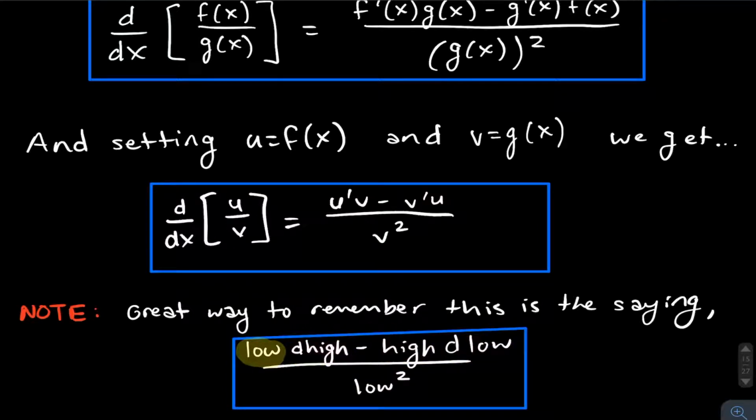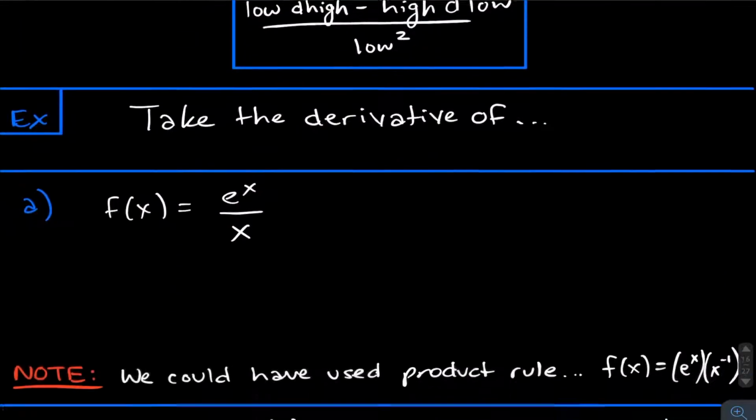I feel like maybe that'll be a better way of remembering it. I know a lot of people just say low d high minus high d low over low squared, and they say it really fast like that. That's how they remember it. In our examples, of course, I'm going to be giving you the formula again because I don't expect you to remember it in 2 seconds. That's not how this works. And I don't expect you to remember the other derivatives that we talked about in this video right away. It's going to take some time. It's going to take some practice. It's going to take a little bit of conceptual work too. So anyways, let's keep moving.